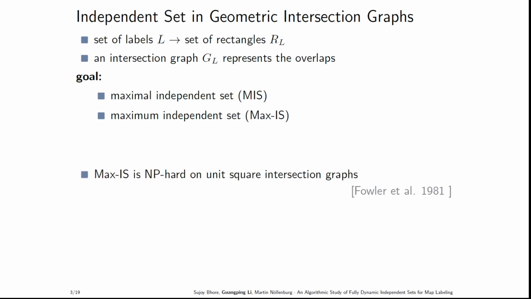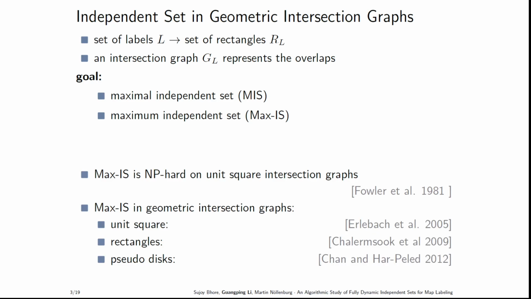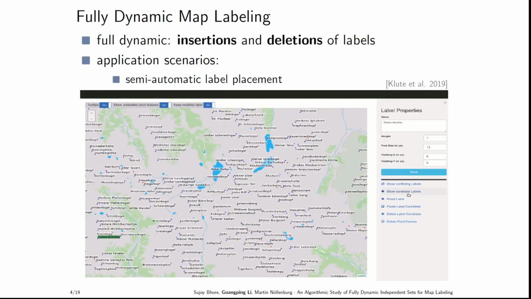The maximum independent set problem is NP-hard even on unit square intersection graphs. It is studied also in different geometric intersection graphs. Back to the map labeling problem, we study fully dynamic label sets, which means allowing both insertion and deletion of labels. In a semi-automatic label placement tool, the cartographer interactively inserts or deletes labels, and the framework updates the labeling, responding to the user's modifications spontaneously.